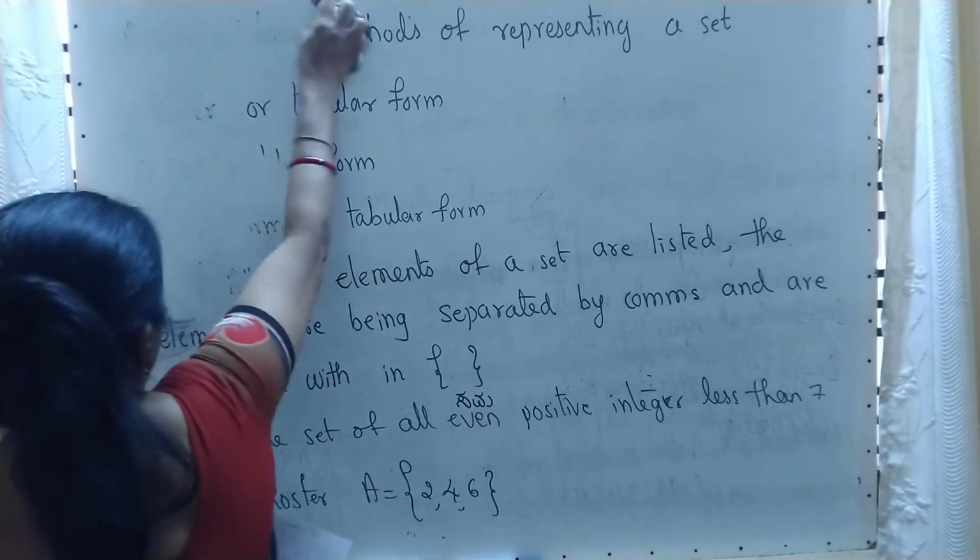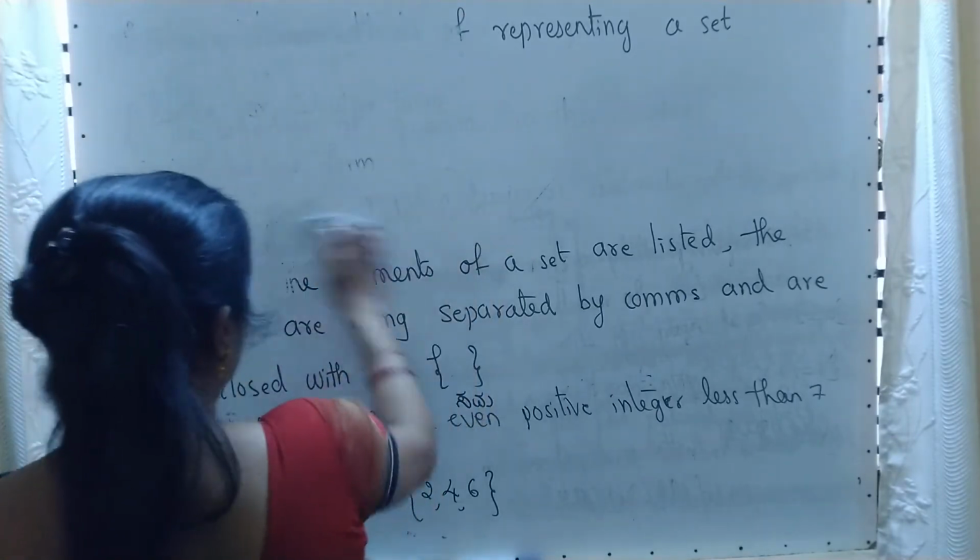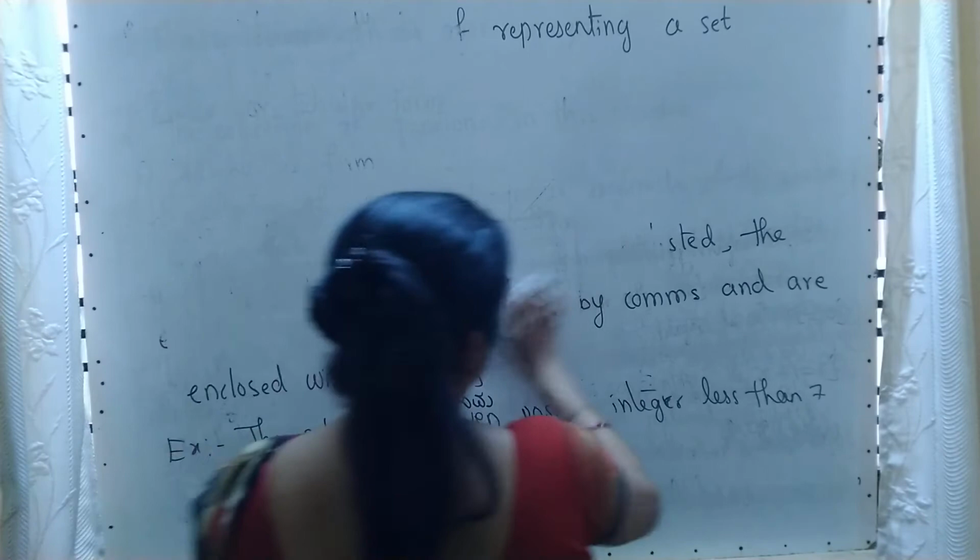Moving to the next example. First I will explain all the examples in the roster form. Then I am moving to the set builder form.